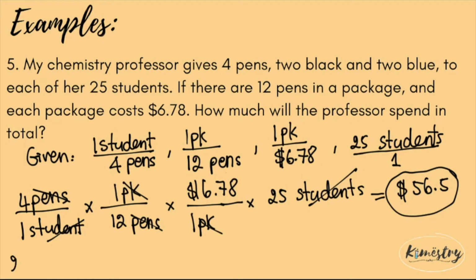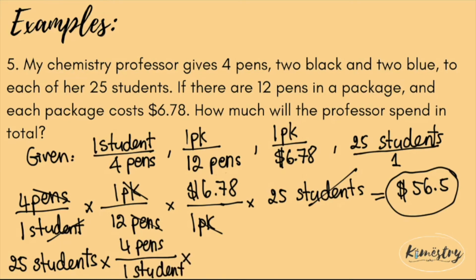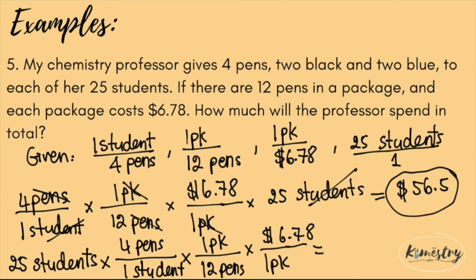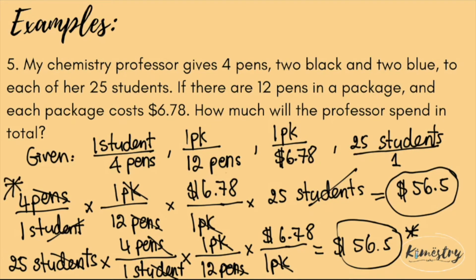So if you start with 25 students, you would do the same thing. So you wanted to cancel student, so you would use this conversion factor and then just follow up with everything that we have done. Then you would get the same answer, $56.5 after these cancel out each other. I usually like starting from this one because it makes it easier to see what I'm going to cancel out. But you can also, like I said, start with any conversion factor that you want and then work your way to cancel out the unit you don't want and get to the right answer.